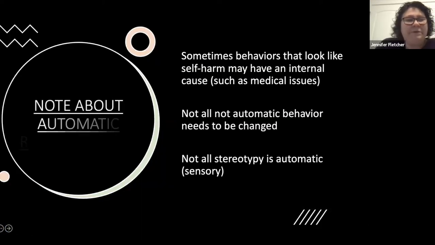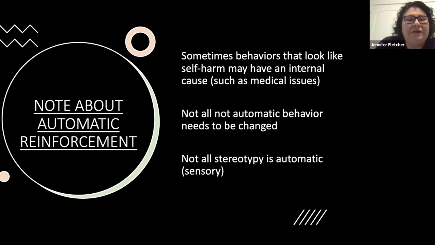A little note about stereotypy or automatic reinforcement. Some behaviors look like self-harm, like I mentioned, hitting your jaw, or hitting your head against the table or against the floor. My experience has been that quite often there's some type of internal cause, especially when you have a child who has limited communication and can't tell you what's going on. So it's always a good idea, if you have a child doing some type of self-injurious behavior like that, to rule out any type of medical issues, whether they need to get their teeth checked, or they're having some pain somewhere.